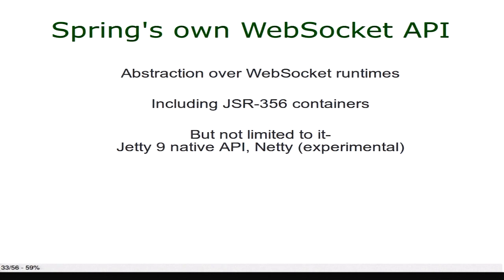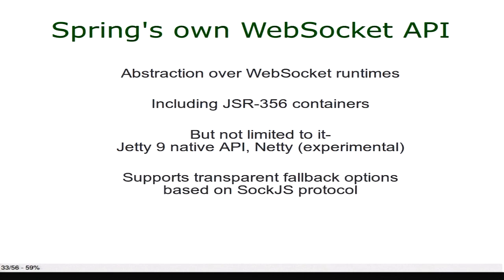For example, I mentioned that Jetty 9 has a native WebSocket API, and that's something that we use. There's also experimental Netty support. This is not something which is actually committed in the master branch, but it's there in the works as a proof of concept. And this is going to be one of the major differences: we support fallback options. That means you can start building your WebSocket applications today, and if you're running in a browser that doesn't support it yet, there's going to be transparent fallback based on the SockJS protocol, and that's something that we're going to focus on in a little bit. There's a new Spring WebSocket module. That's where all of this is.